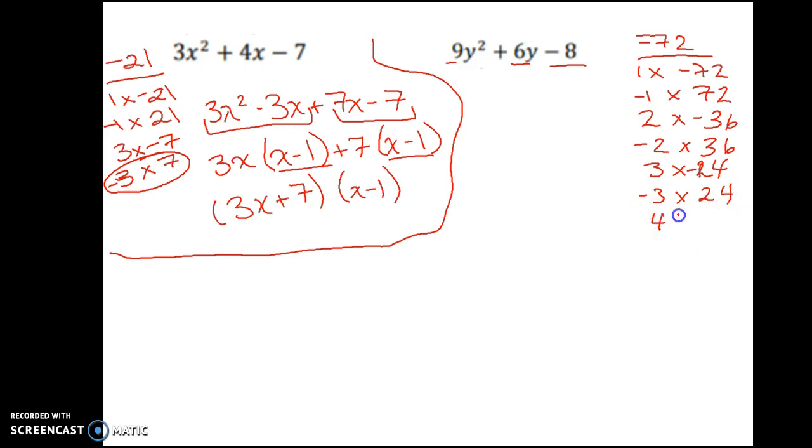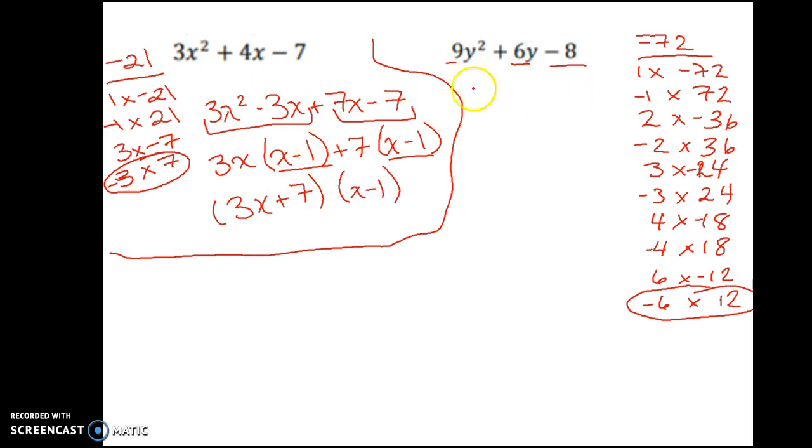4 times 18. And we'll do minus, and then a plus. Not going to be in the 5's. We've got 6 times 12, and negative 6 times 12. Now I can stop at this point, because if I look here, if I've got negative 6 plus 12, that's going to give me that 6y that I'm looking for.